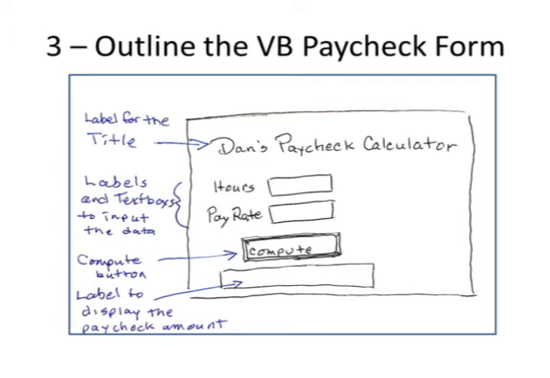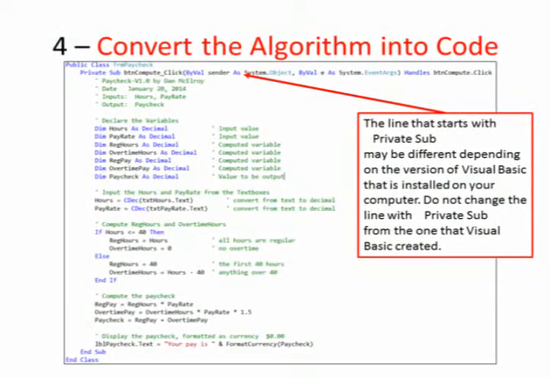So each one of these is actually an object, and the form itself is another object. After I have created my form and put all those objects on the form, I want to input the code. Here's a sample of what the code could look like. Right at the top, there's a line that says Private Sub compute_Click, and then there's a bunch of stuff after that. Depending on which version of Visual Basic you have, the stuff after that may be a little different. So whatever Visual Basic puts in, leave that alone and don't change it.